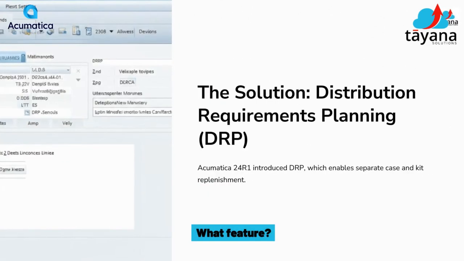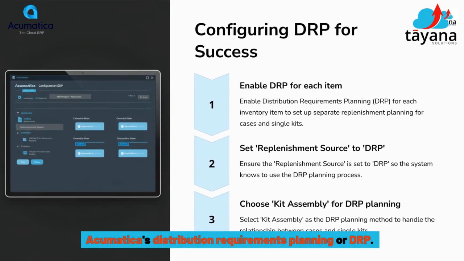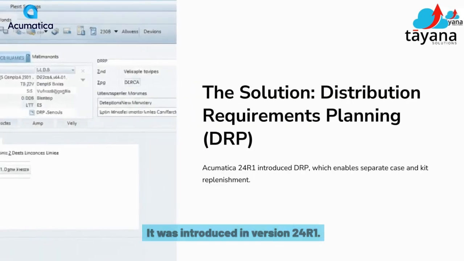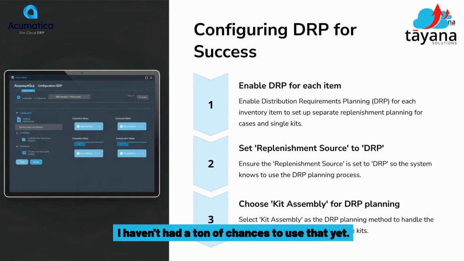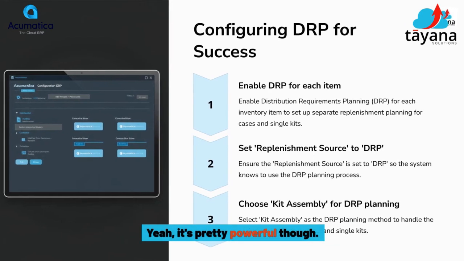Okay, I'm intrigued. What feature? Acumatica's Distribution Requirements Planning, or DRP. It was introduced in version 24R1. DRP, huh? I haven't had a ton of chances to use that yet. Yeah, it's pretty powerful, though.